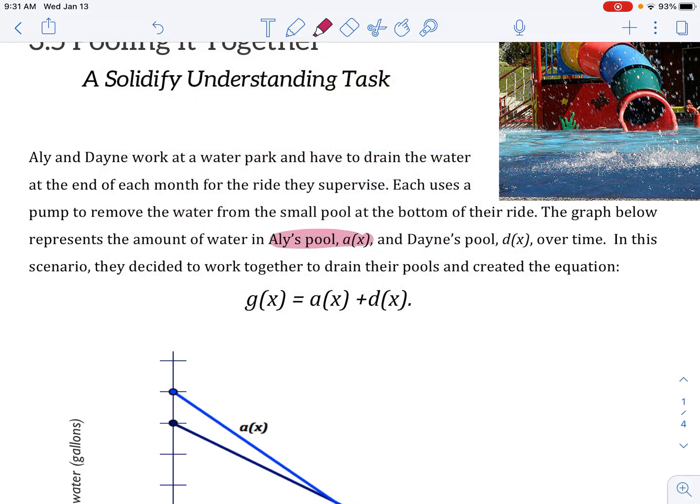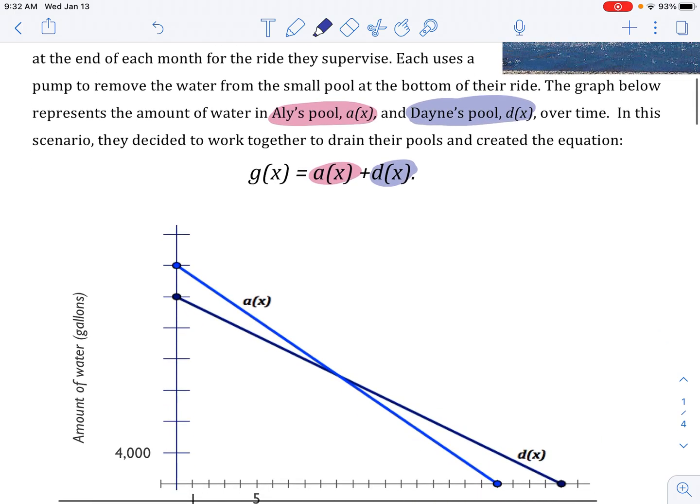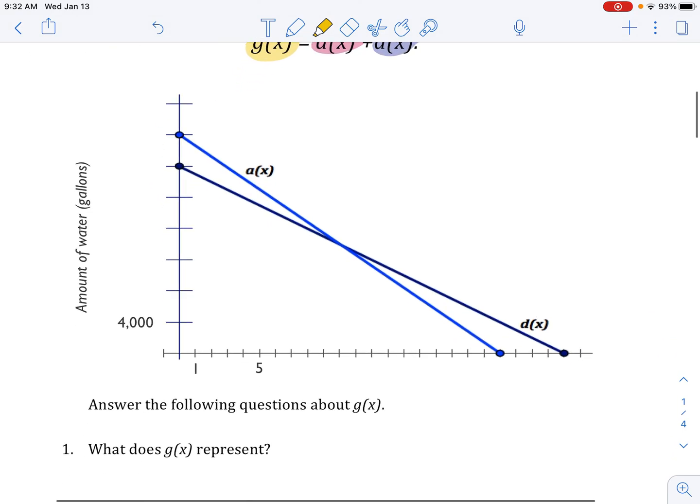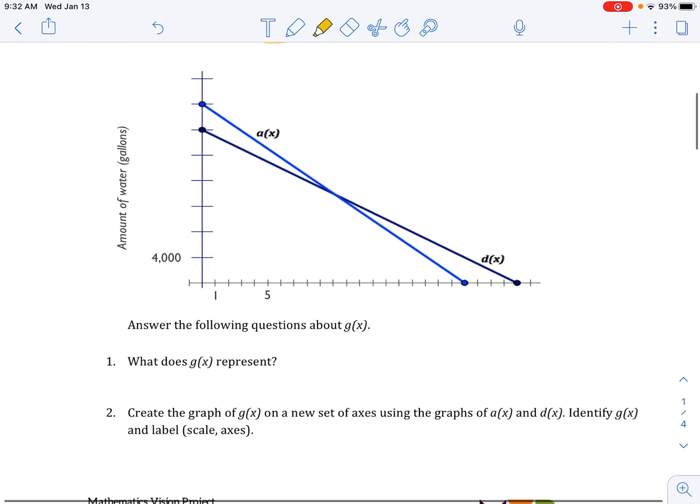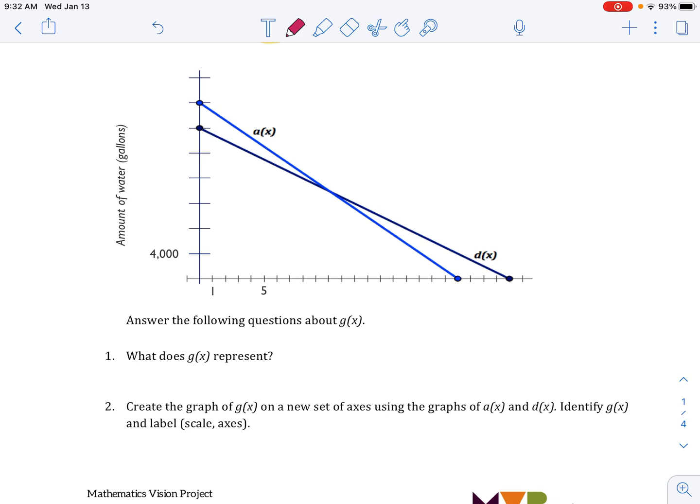So when I talk about A of x, I'm talking about Allie's pool, and Dane's pool, D of x. So Dane's pool is D of x over time. In this scenario, they started to work together to drain their pools and create the equation. So if they're working together, that's going to be G of x, and that's equal to how they drain their pools separately. Okay, so what does G of x represent? G of x represents the total amount of water in both pools.